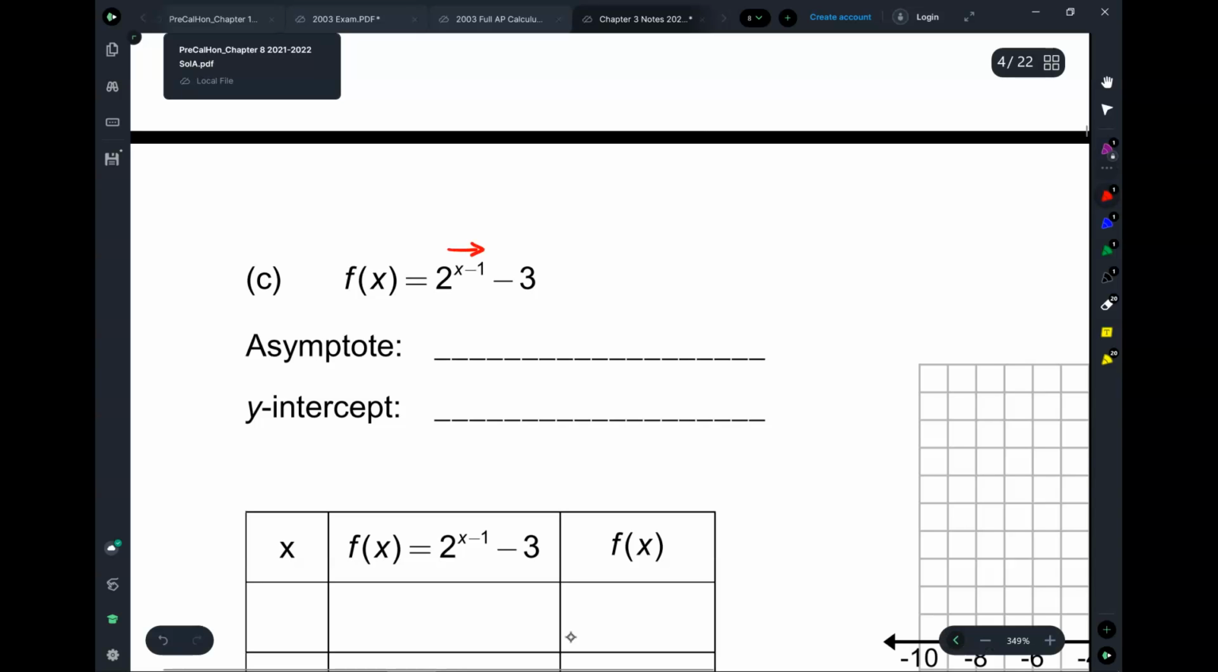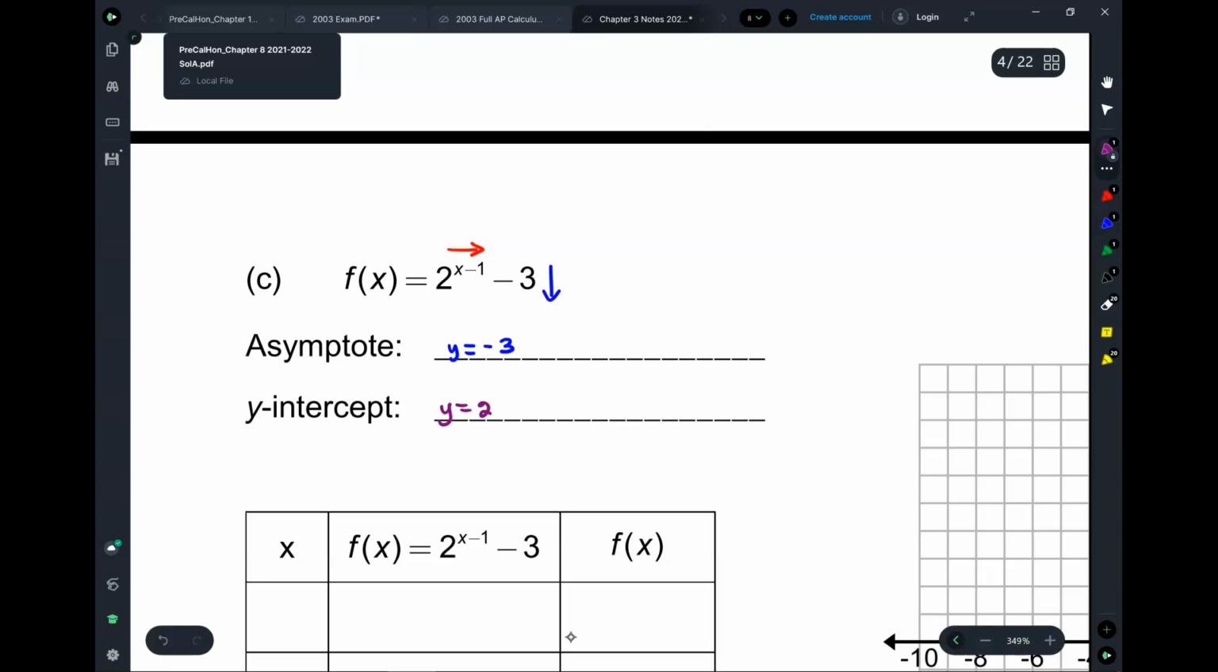And what does the minus 3 do? Moves it down 3 units. Now, when the graph moves up or down, so does the asymptote. So, instead of y equals 0, now it's going to be y equals -3. Just that number exactly as it is. Okay? Now, y-intercept, same as before.